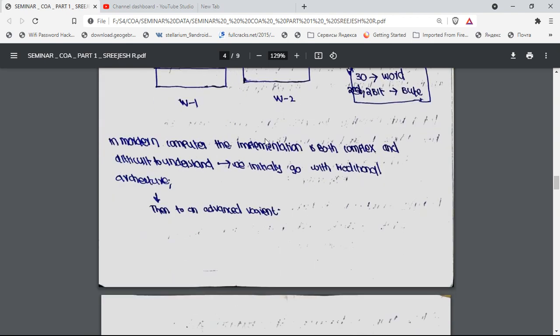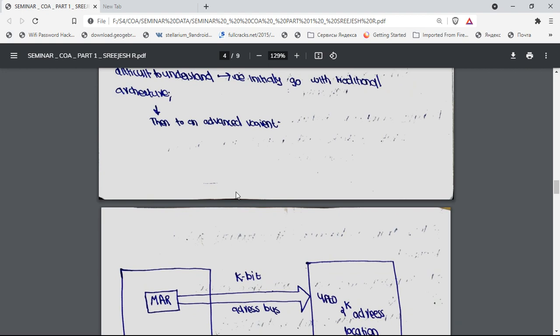In a modern computer, the implementation is complex to understand. We will discuss later how it is implemented. In modern computers and even supercomputers, it is hard to understand how it has been implemented. So initially we have to go with the traditional architecture, and then only can we understand the advanced variants.